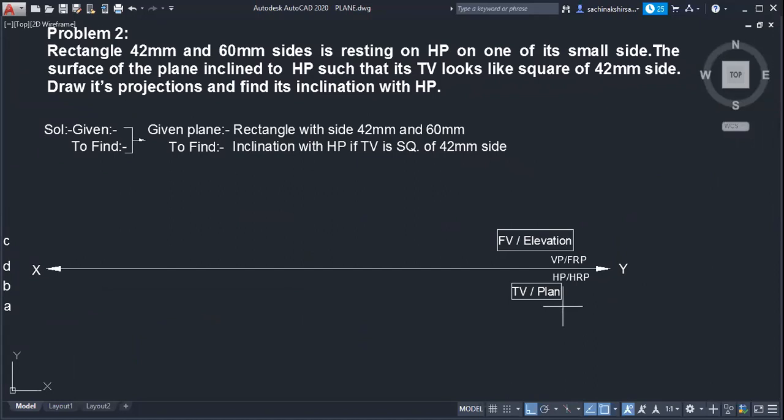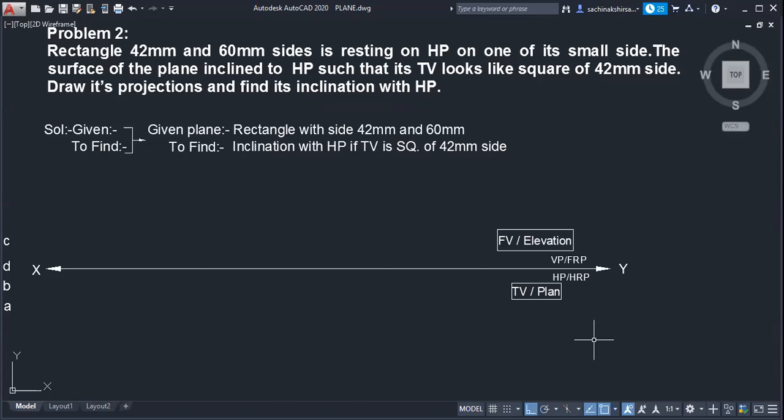A rectangle of 42 millimeter and 60 mm sides is resting on HP on one of its small sides. The surface of the plane is inclined to HP such that its TV looks like a square of 42 mm side. Draw its projections and find its inclination with HP. Okay. Thank you.